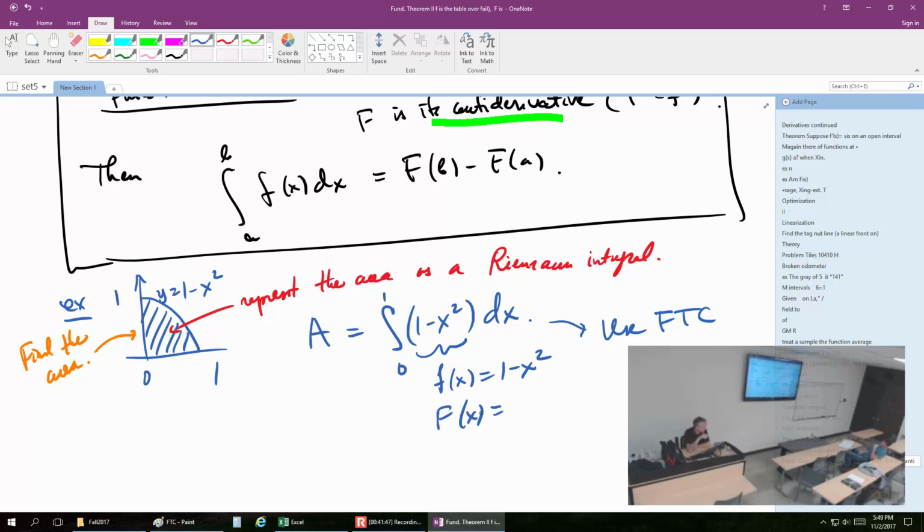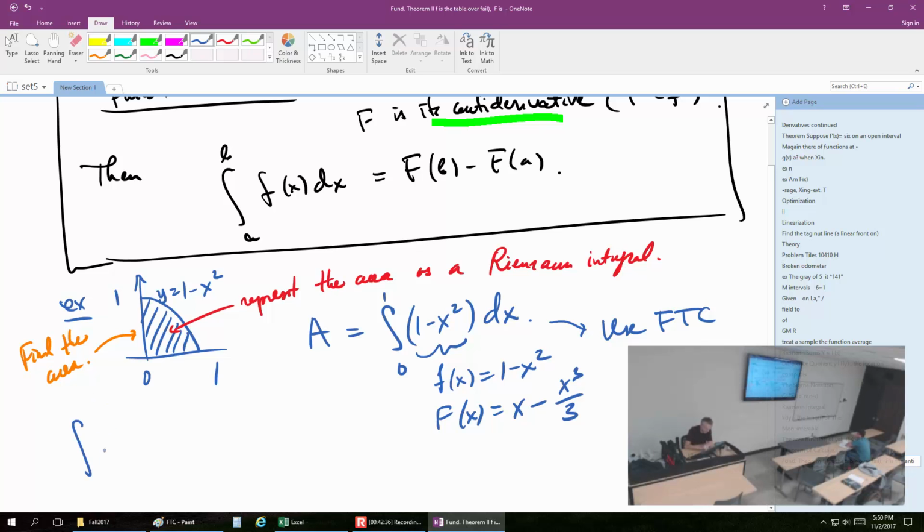So if you remember how we do antiderivatives: what's an antiderivative of 1? You remember we split it by the sum rule. So what is the antiderivative of 1? No, that's the derivative. 1 is the derivative of what? Of x. And what about x squared? x cubed over 3. So it is the power formula for antiderivatives. The power goes up and you divide by the new power.